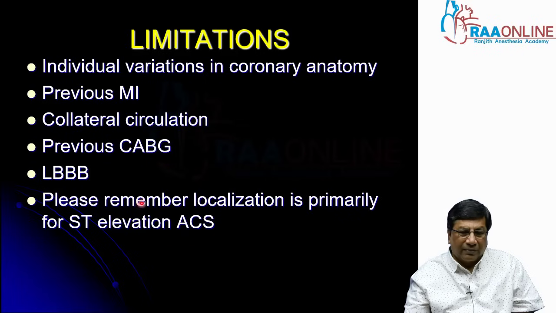But please remember, except for a few exceptions, the localization is applied primarily to ST elevation ACS. The exceptions are left main occlusion where there is ST elevation in AVR, left main occlusion with triple vessel disease, multiple ST segment depression leads with AVR ST elevation, Wellen syndrome, symmetrical T wave inversion in V2, V3, V4, and De Winter's sign where there is a horizontal ST depression with a tall T wave. So these are the exceptions.